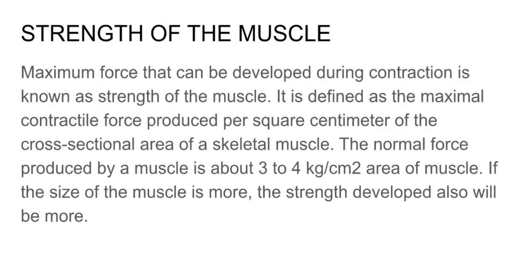Strength of the muscle. Maximum force that can be developed during contraction is known as strength of the muscle. It is defined as the maximal contractile force produced per square centimeter of the cross-section area of the skeletal muscle. The normal force produced by the muscle is about 3 to 4 kg per centimeter square area of the muscle. If the size of the muscle is more, the strength developed also will be more.